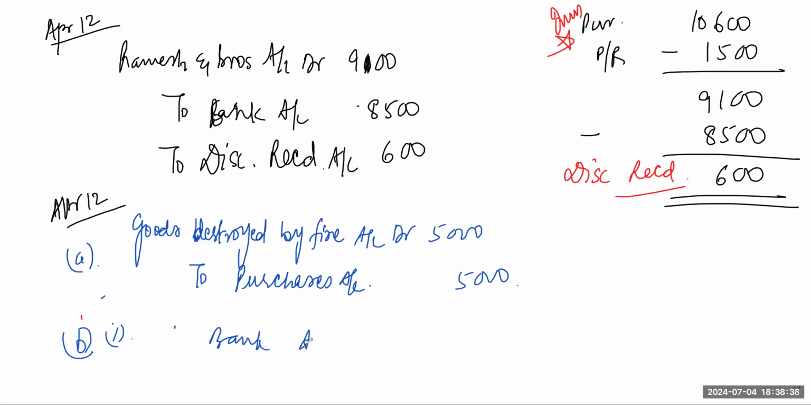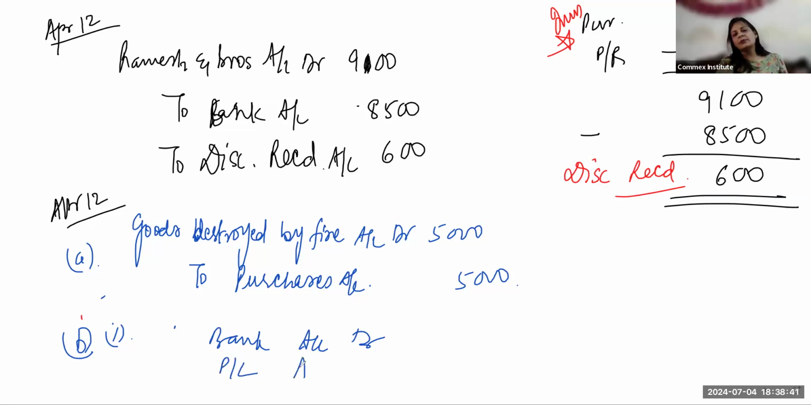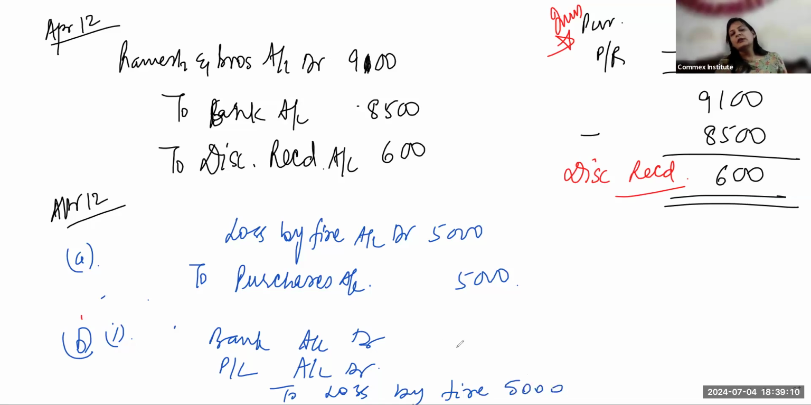So bank account debit. P&L account debit, which is our own loss, to goods destroyed by fire or lost by fire. You can just put the name as lost by fire. Whatever account name you're using in the first transaction, the same you have to use in the second transaction also. So if you're using lost by fire account debit to purchases, then the same we'll use over here, to lost by fire. So that's 5,000. What claim we are receiving, and the other amount will be our pure loss. So this is received from the insurance company, and this is our loss.